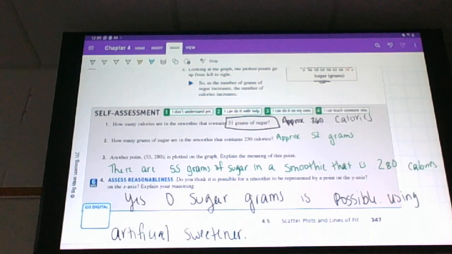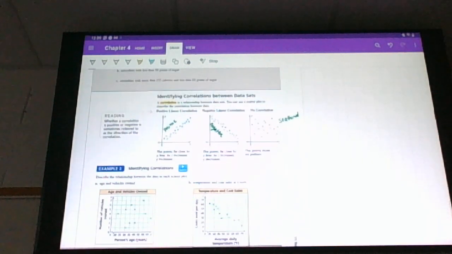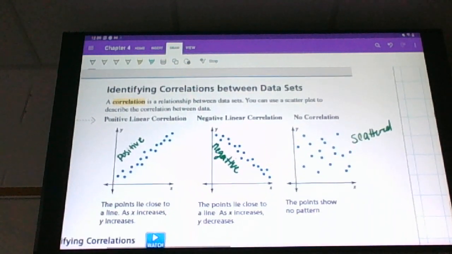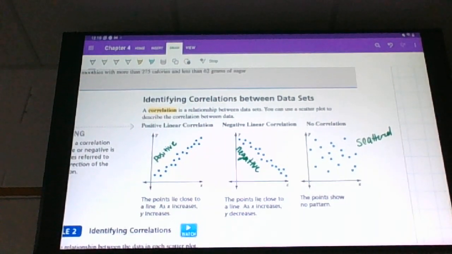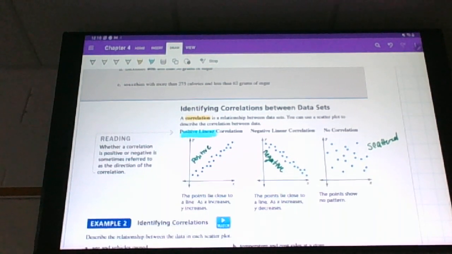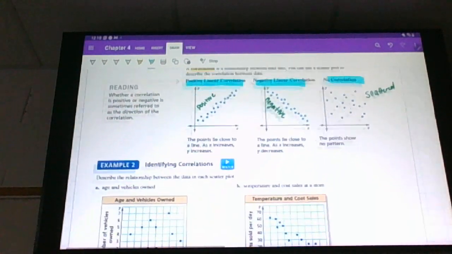Okay, let's move on. All right, turn the page. This is something I believe you're already aware of. Correlation: positive, negative, and no correlation. I believe you've been taught this before. Am I right? You've been taught this. So let's move on away from it.